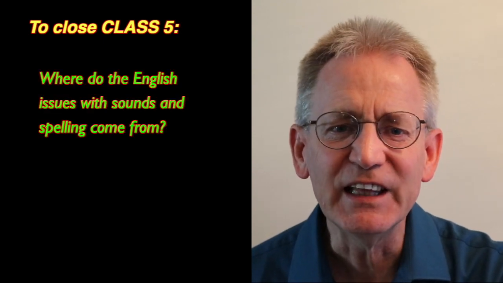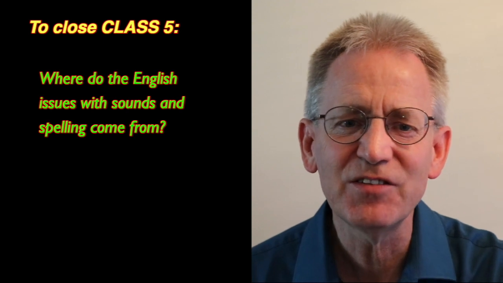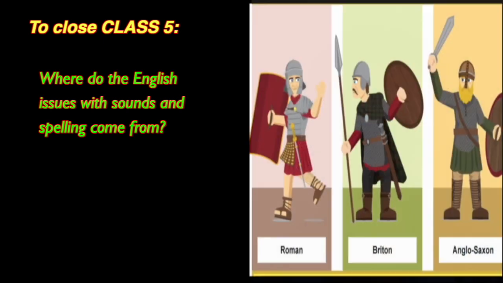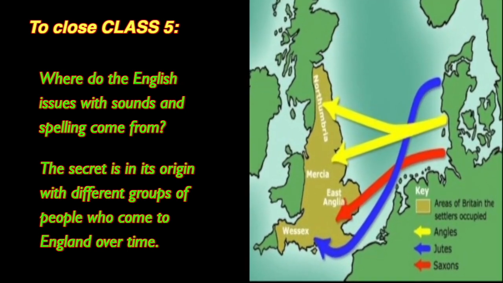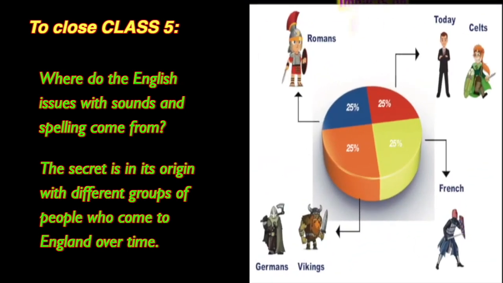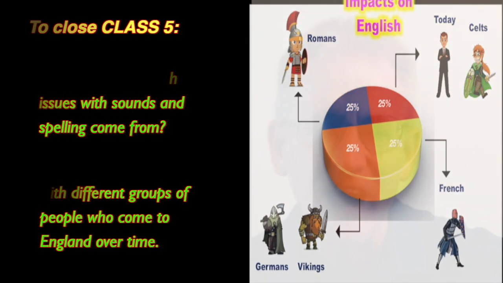To close class 5, where do the English issues with sounds and spelling come from? The secret is in its origin, with different groups of people who come to England over time.